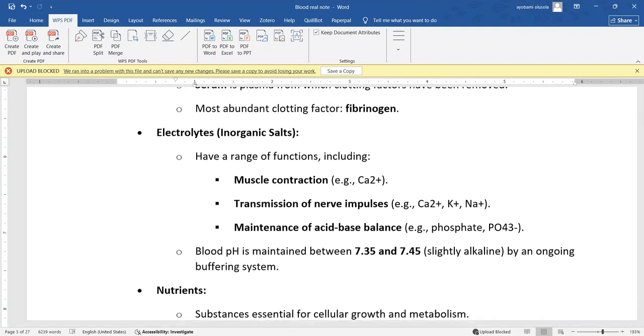Now, electrolytes are also in the blood. We have inorganic salts like calcium. Calcium helps with muscle contraction. We have calcium, potassium, sodium. All of these three can help with transmission of nerve impulses. Then we have phosphate ion, which helps to maintain the pH, acid base balance. The pH of the blood is between 7.35 and 7.45, which shows that the blood is slightly alkaline. This pH is being maintained by a buffering system.